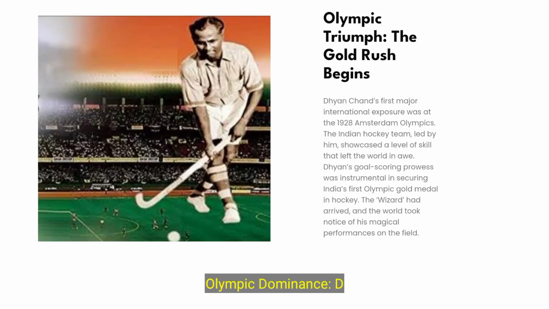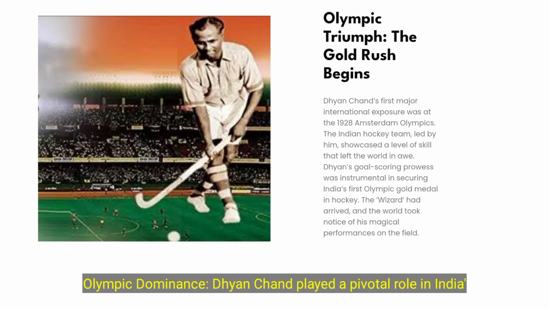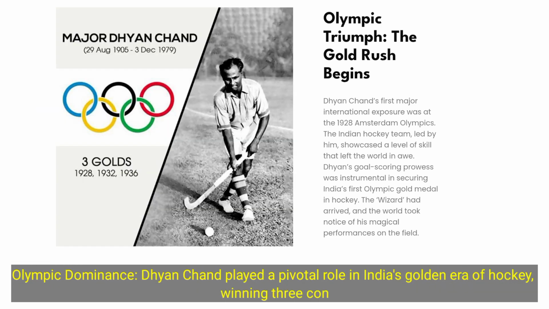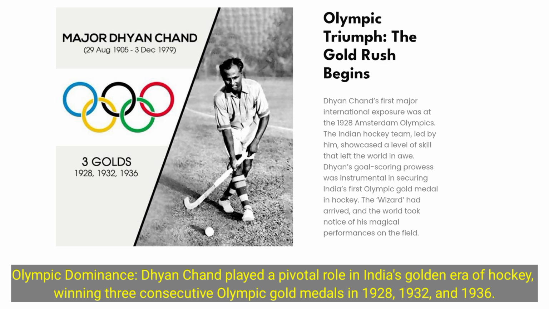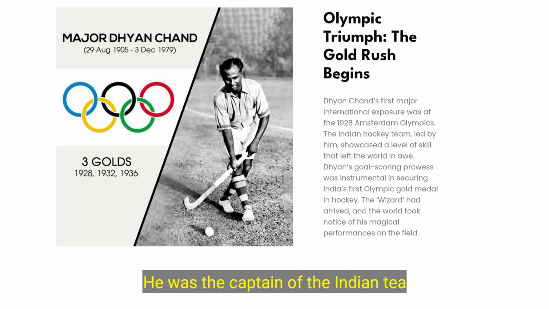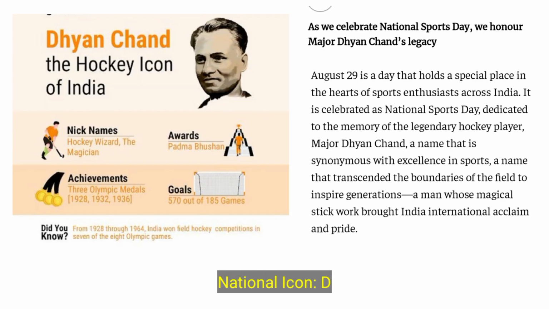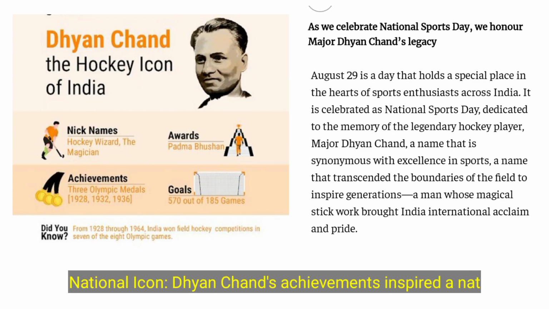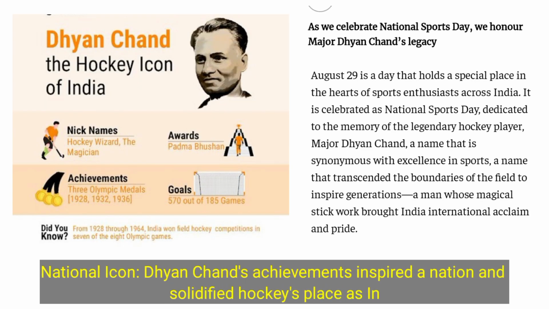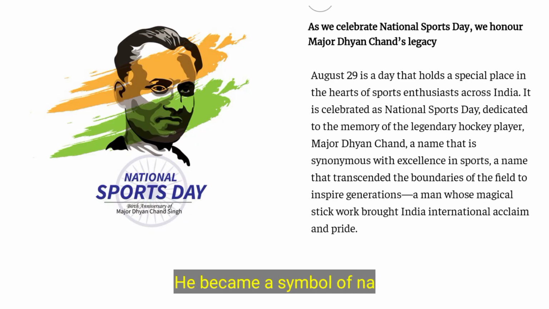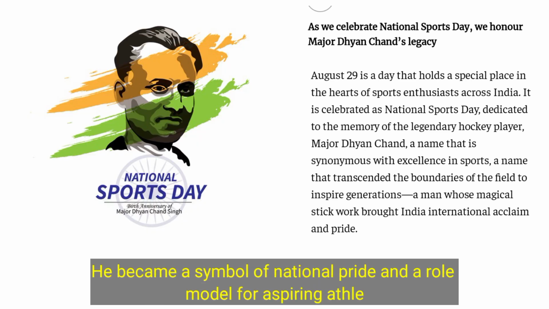Olympic dominance. Dhyan Chand played a pivotal role in India's golden era of hockey, winning 3 consecutive Olympic gold medals in 1928, 1932, and 1936. He was the captain of the Indian team in 1936, leading them to victory in the Berlin Olympics. National icon. Dhyan Chand's achievements inspired a nation and solidified hockey's place as India's beloved sport. He became a symbol of national pride and a role model for aspiring athletes.